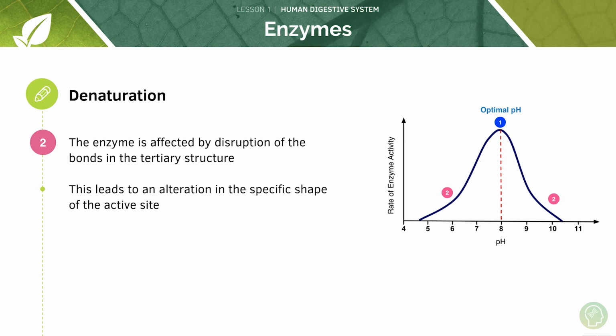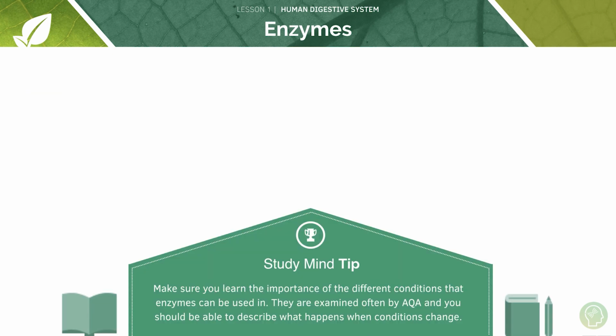So make sure you learn these graphs and understand what is going on, and it might be really useful to draw them out and annotate onto them what is happening at the different stages around the optimal temperature or around the optimal pH, because it's a really, really common point of examination by the AQA examiners.